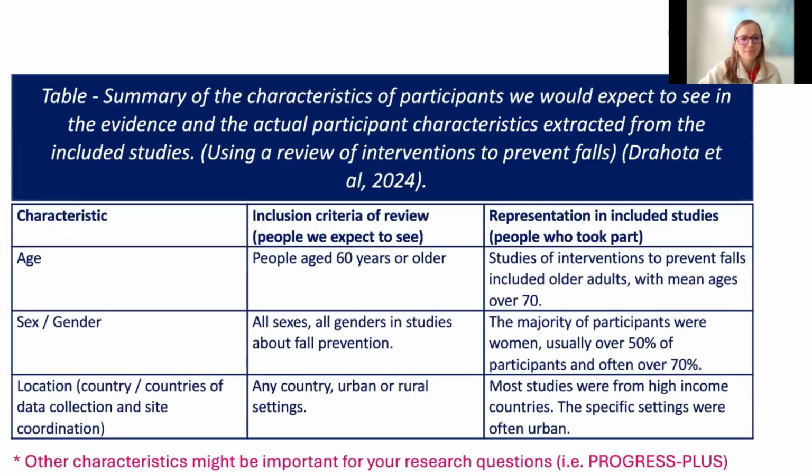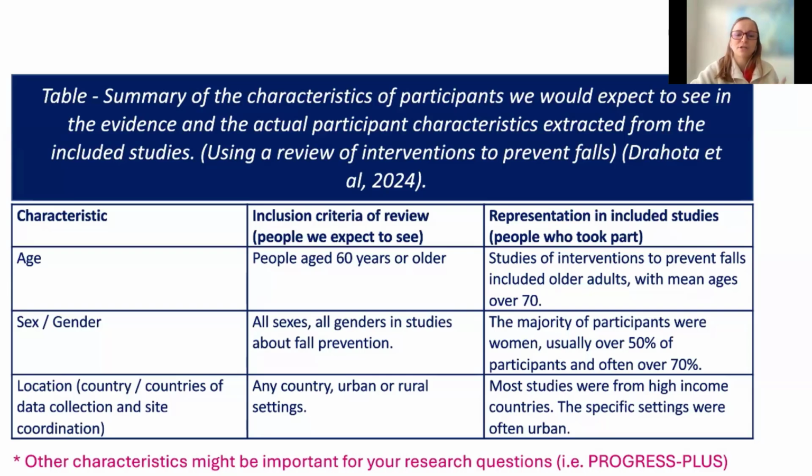So something like this. When you present the results of the review, you have your inclusion criteria, so you can say who you were looking for. This review was looking at preventing falls, and so they're expecting to find that people were over 60 years old. They're expecting to find that fall prevention programs would be for everybody. And they're expecting to find that any country could conduct an intervention that looks at falls prevention. And then you could also look at any other characteristics that might be important for your question.